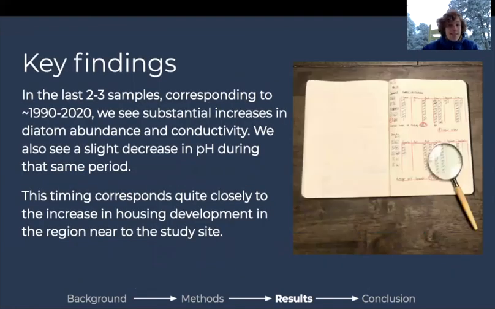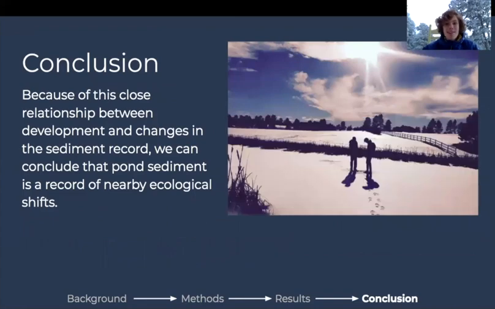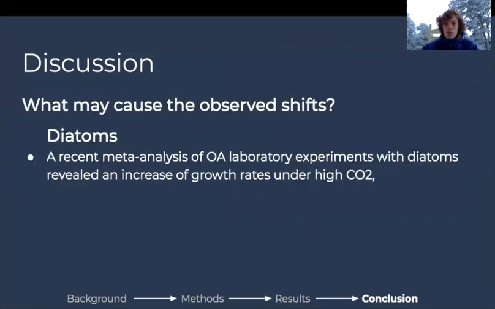So as I was saying, the key finding of this was that there was a direct correlation between all four of our variables and the houses being built. So in conclusion, because of this close relationship between the development and changes in the sediment record, we could conclude that the pond sediment can be a record of nearby ecological shifts. Now, a discussion of why these changes happen or what may have caused them.